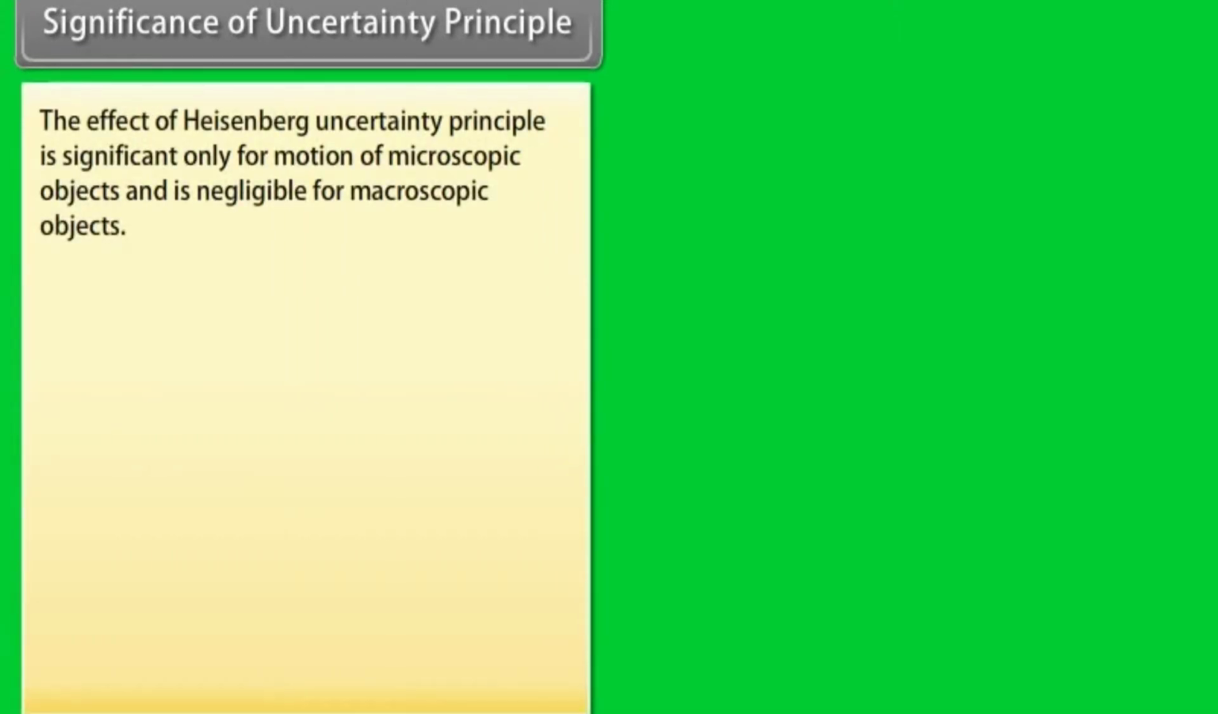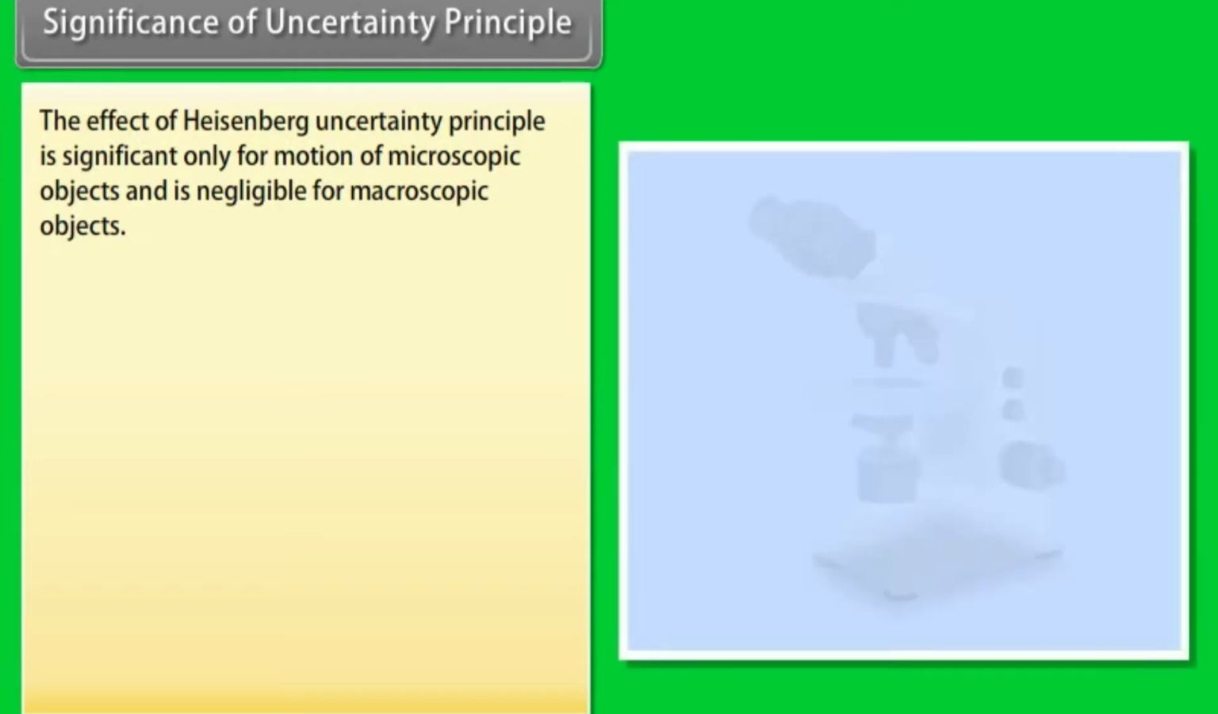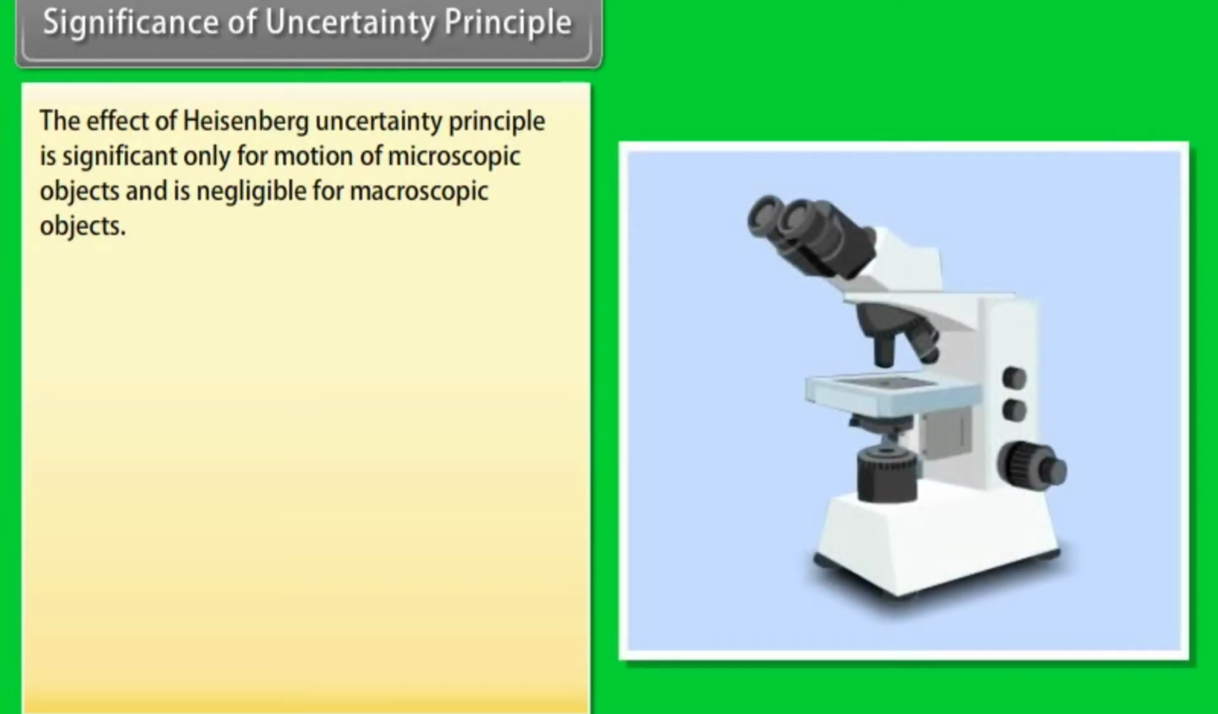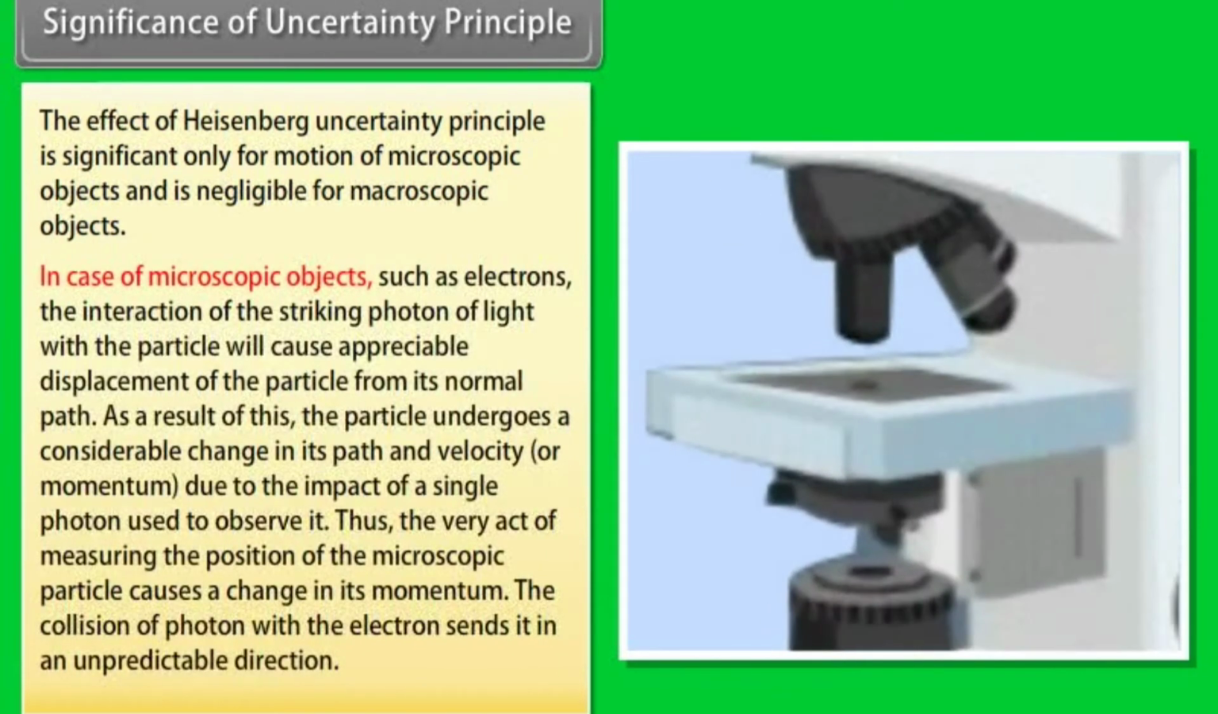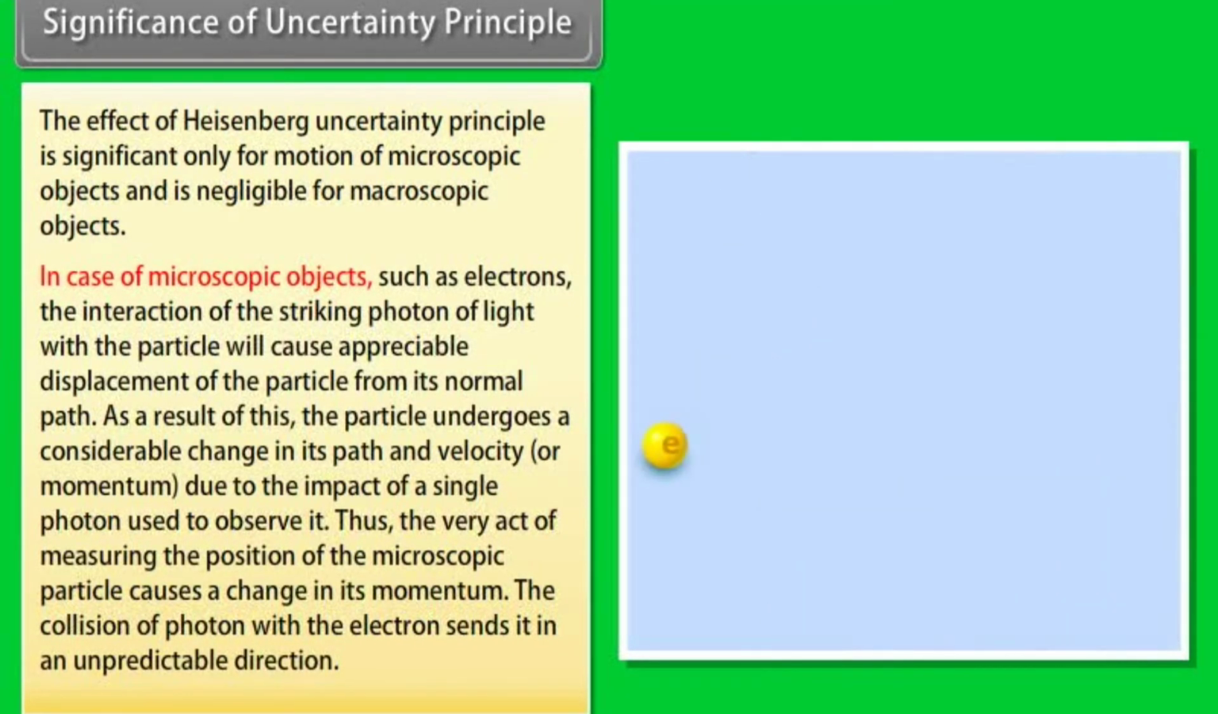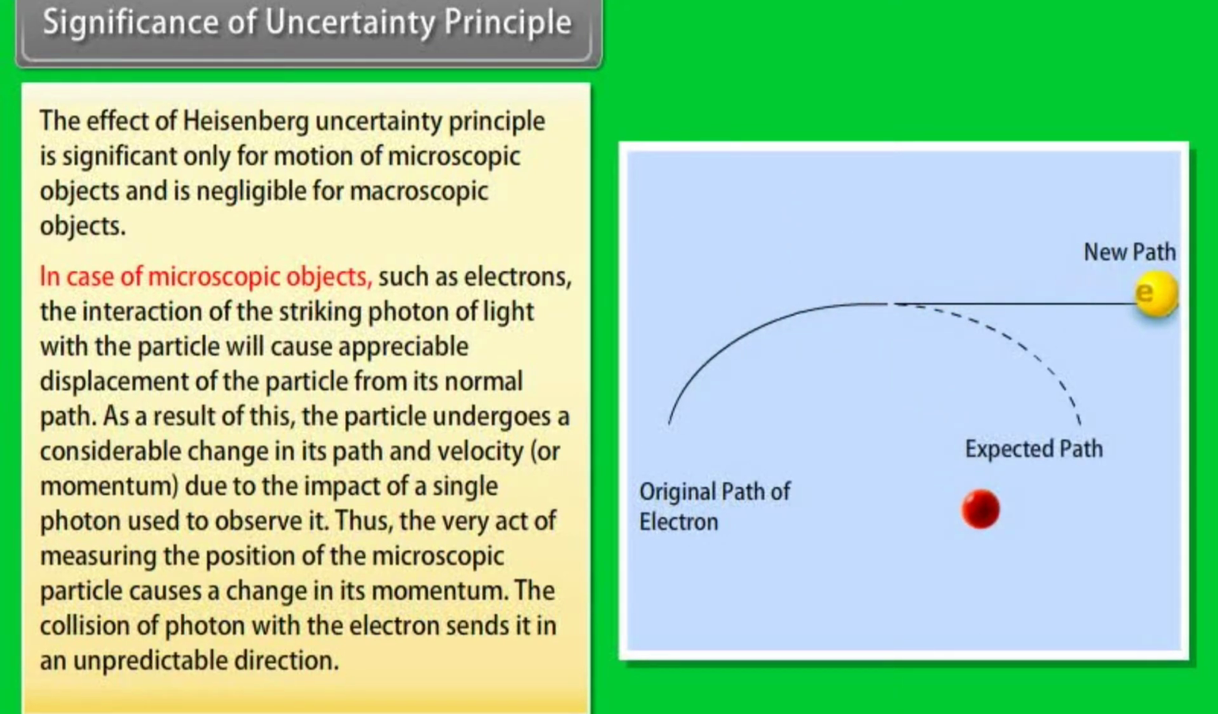Significance of uncertainty principle. The effect of Heisenberg uncertainty principle is significant only for motion of microscopic objects and is negligible for macroscopic objects. In case of microscopic objects such as electrons, the interaction of the striking photon of light with the particle will cause appreciable displacement of the particle from its normal path. As a result of this, the particle undergoes a considerable change in its path and velocity or momentum due to the impact of a single photon used to observe it.